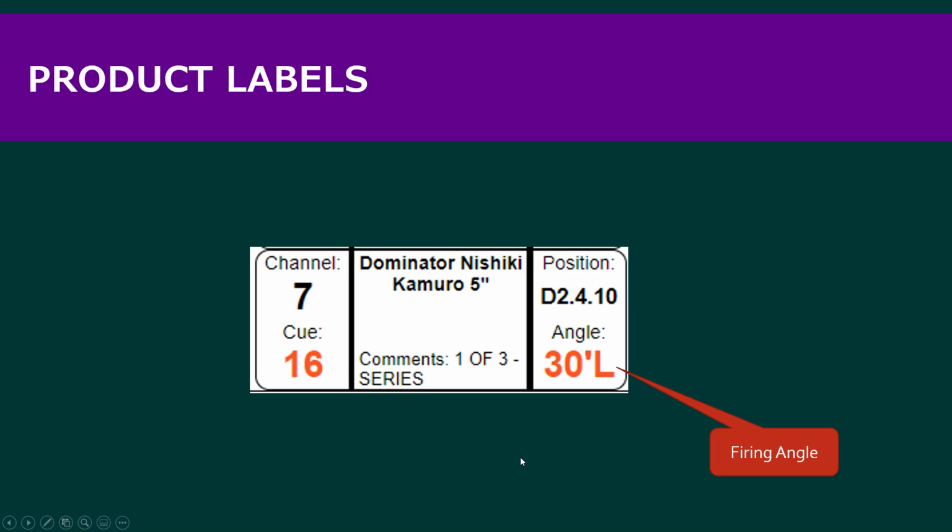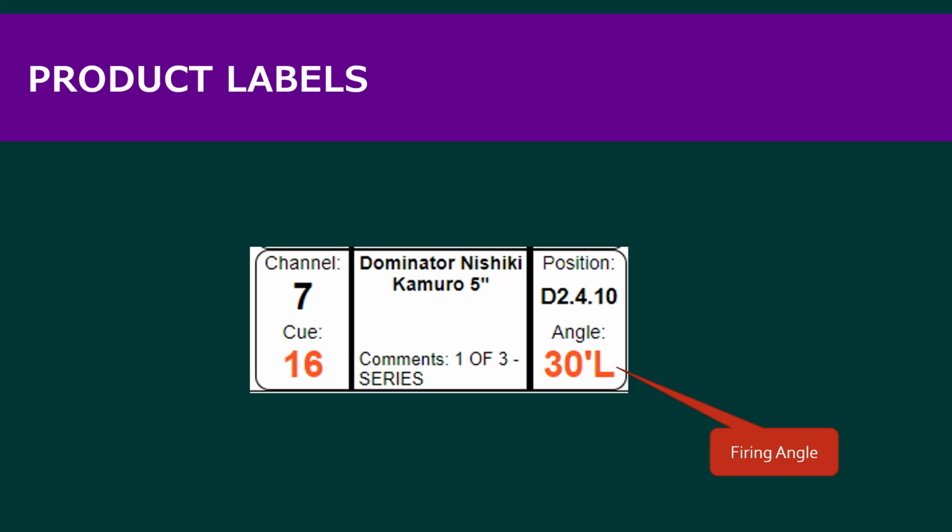So the firing angle is the angle that the product is going to be firing at. Most of all the product will be at a 0-degree angle. However, we have a lot of single-shot comets, mines, and artillery shells that may have a firing angle greater than 0. So just so you know, 0 means straight up. This angle is 30 degrees left.